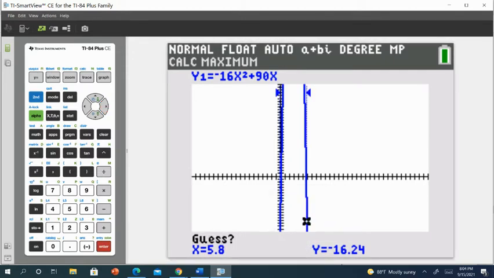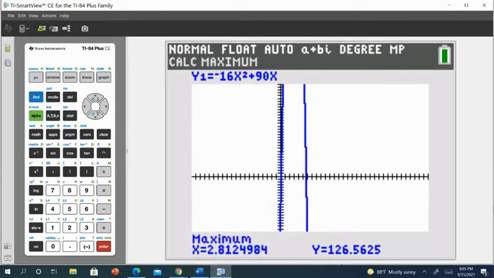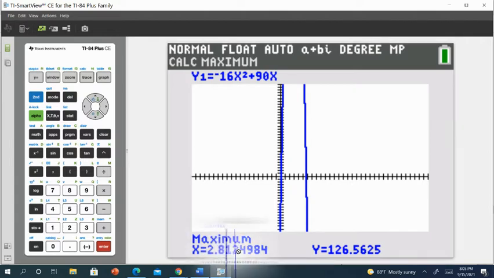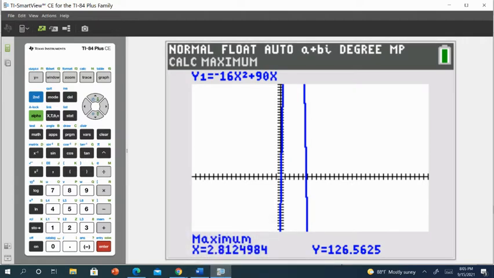And when I hit enter here, you can then see this arrow again. Now, the left arrow is pointing to the right. The right arrow is pointing to the left. And basically what you've told the calculator is, I need you to look between these two arrows for that maximum top point. Right now it's on a guess, which we don't care about. You need to hit enter one more time, and it tells you that the maximum is 2.81. We're going to round this to 2.812. And 126.56, we're going to round that to 126.563.